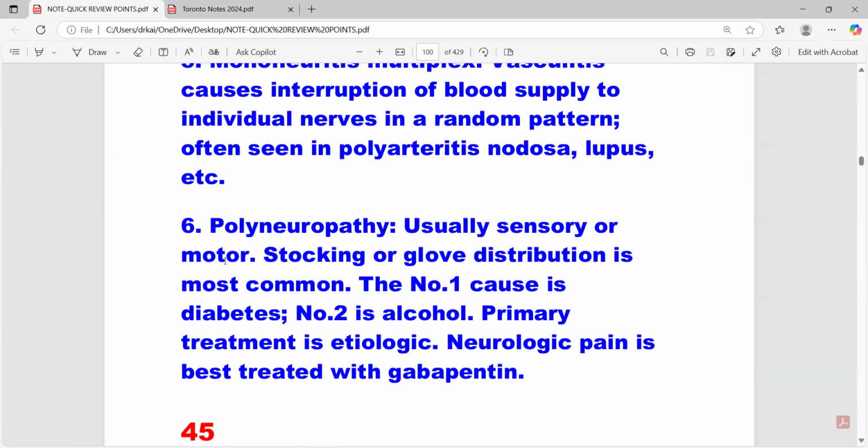Polyneuropathy, usually sensory and motor, everything comes together. So it's basically the stocking or glove distribution that is the most common one. The number one cause is diabetes and number two is alcohol. So this one you need to know. Okay, so in diabetes, which one? The polyneuropathy. And even in alcohol, there is polyneuropathy.